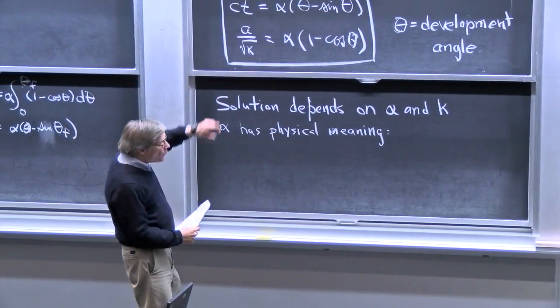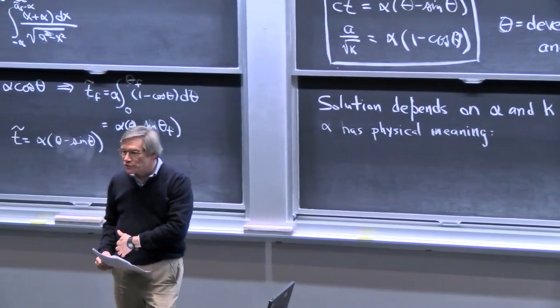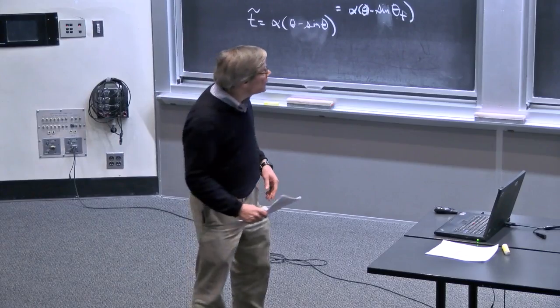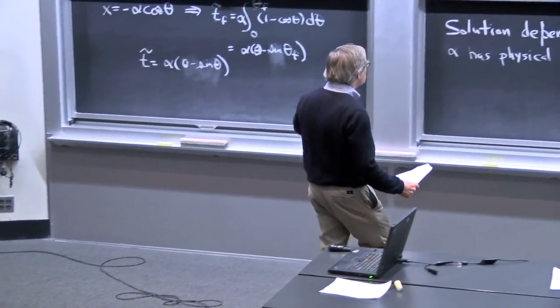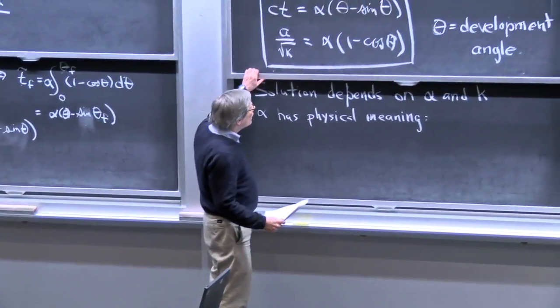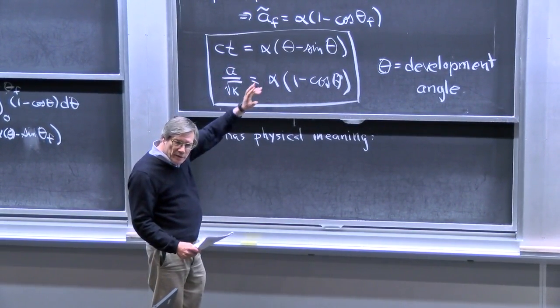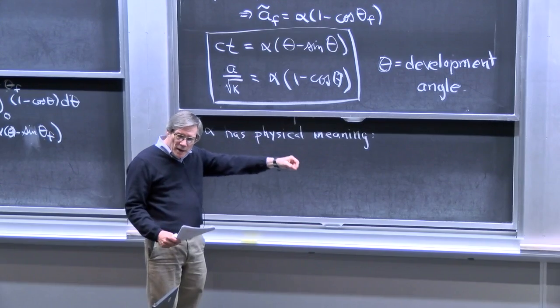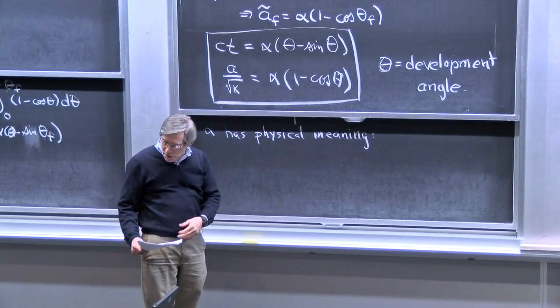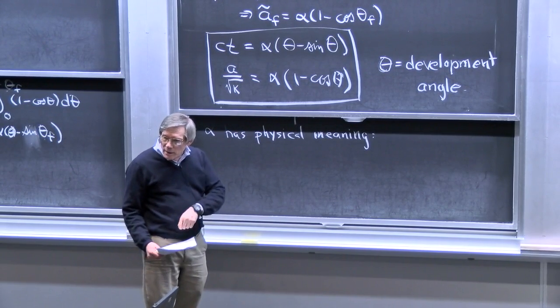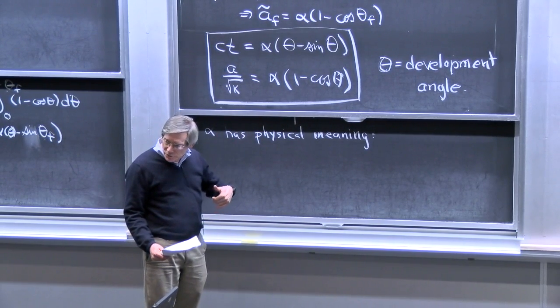If we ask what is the total lifetime of this universe from beginning to end, from Big Bang to Big Crunch, we can answer that by just looking at the CT equation. From Big Bang to Big Crunch, we know that theta evolves from 0 to pi back to 2 pi, which is the same as 0. So theta goes through one cycle of 2 pi during a lifetime of our model universe.